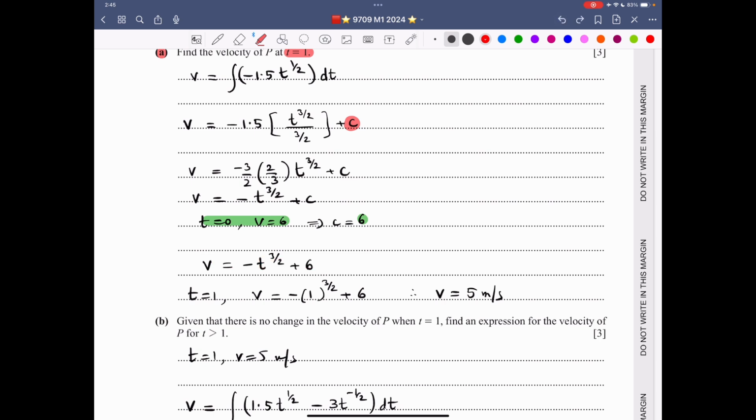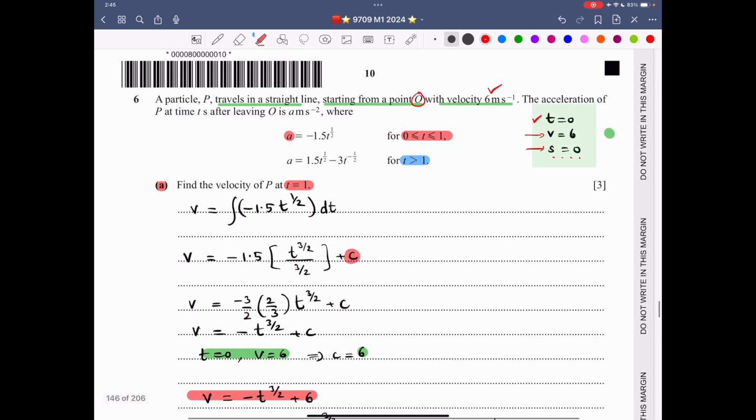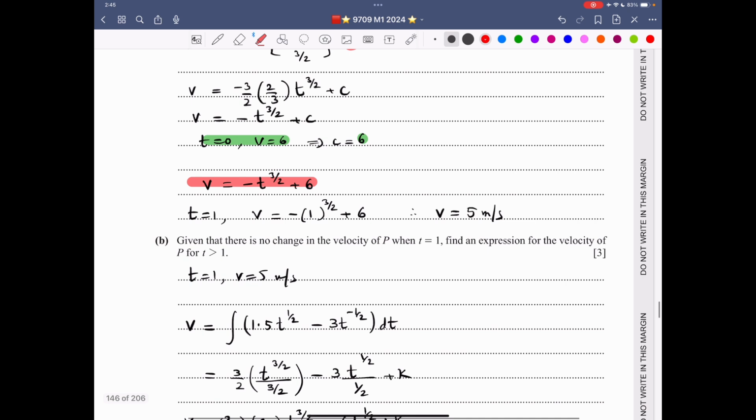And what are they asking me? They are asking me find the velocity when t equals 1. So when t equals 1, velocity is 5. Now this will be used in the next part. It says given that there is no change in velocity of P when t equals 1. Therefore, this thing from the first part can be used for the later parts. So let me use it for the later parts.